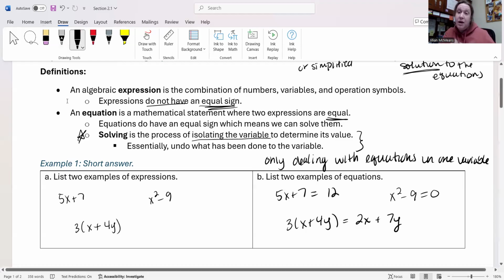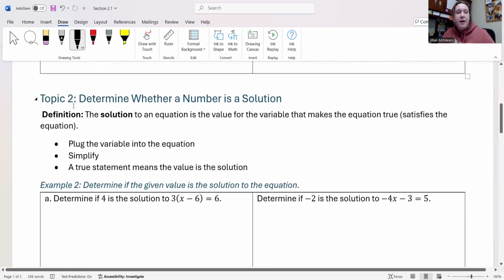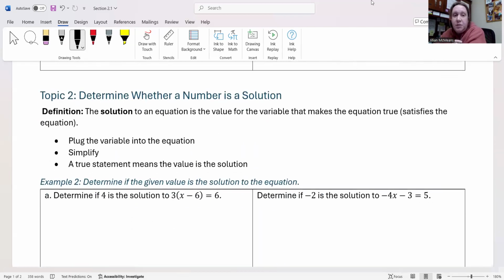And for this video, I'm going to go ahead and also look at topic 2 since these are both short topics. Okay, so next up, topic 2 says determine whether a number is a solution. We've actually done this a couple of times before in previous videos, okay? So this is just another time that we can practice this. So remember, the definitions, that's important. The definition here, the solution to an equation is the value for the variable that makes the equation true. A lot of times we'll say it's the value for the variable that satisfies the equation. So satisfies the equation just means it makes the equation true.